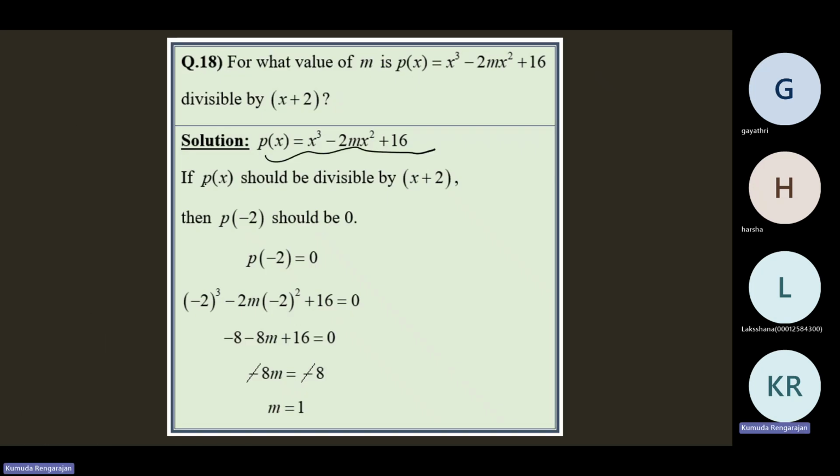This is p of x. If p of x should be divisible by x plus 2, then p of minus 2 should be 0. How do you get minus 2? Because x plus 2 is equal to 0.